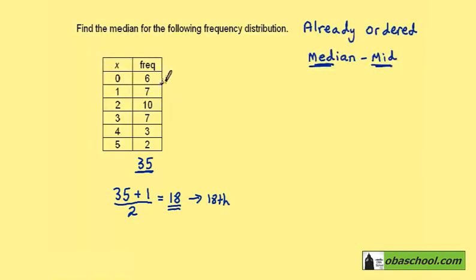So let's go back to the frequency distribution. We have 6 zeros. Then we have 7 ones. So if we were counting along, when we get to the end of the ones, we'll have counted 13 pieces of data. Then we have 10 twos. When we get to the end of those, we've counted 23 pieces of data. It stands to reason that the 18th must be in this group. In other words, the 18th piece of data is a 2, and therefore the median for this data set is 2.